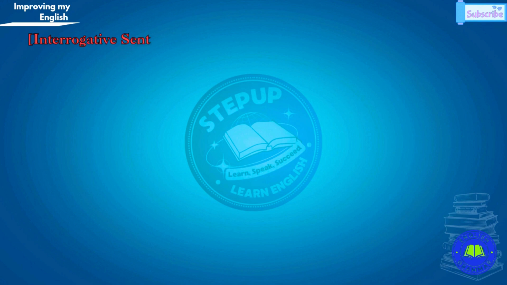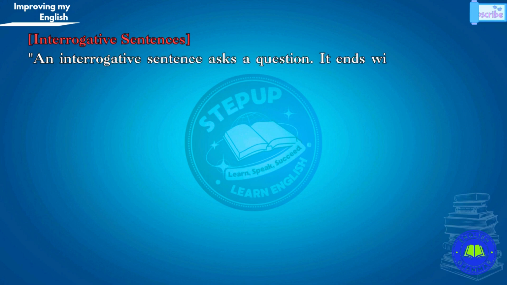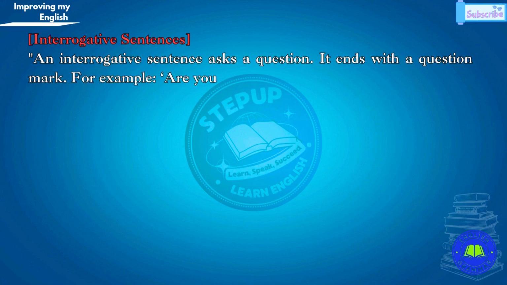Interrogative sentences. An interrogative sentence asks a question. It ends with a question mark. For example, are you coming?